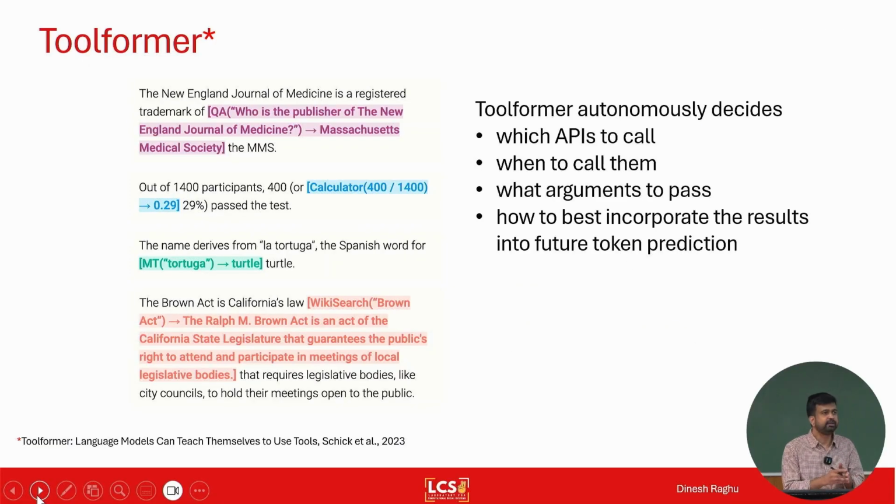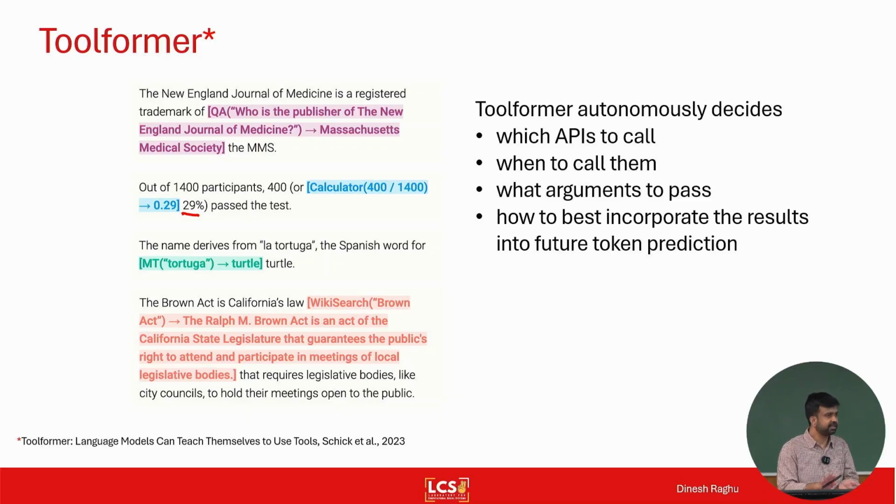So what they say is, let's say you take a news corpus, right? And the news corpus says that out of 1,400 participants, 400 or 29% pass the test. So here what they say is, rather than just predicting 29% from the model's parametric knowledge, it may be better if the model says, look, I want to predict the percentage of what I just mentioned before as the next token. So let me not predict it by myself. I will say that I want to use a calculator at the moment for computing 400 divided by 1,400, and then let it give me the result, and based on that result I'll predict the next token, right?